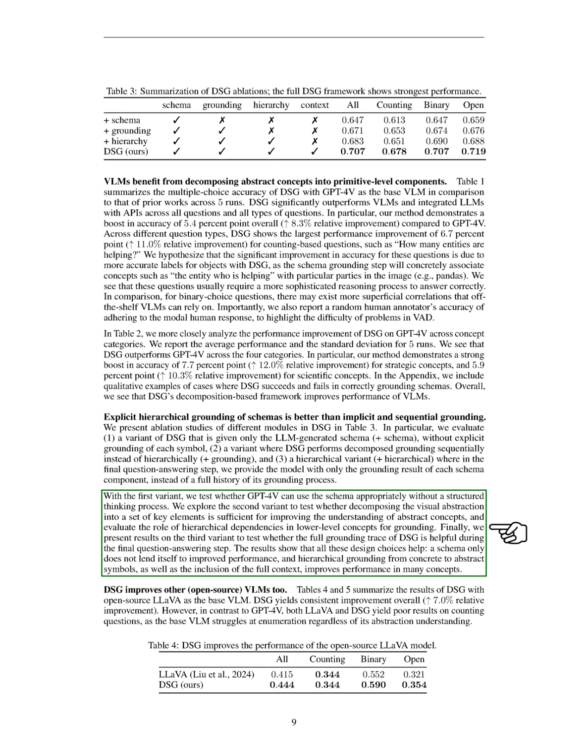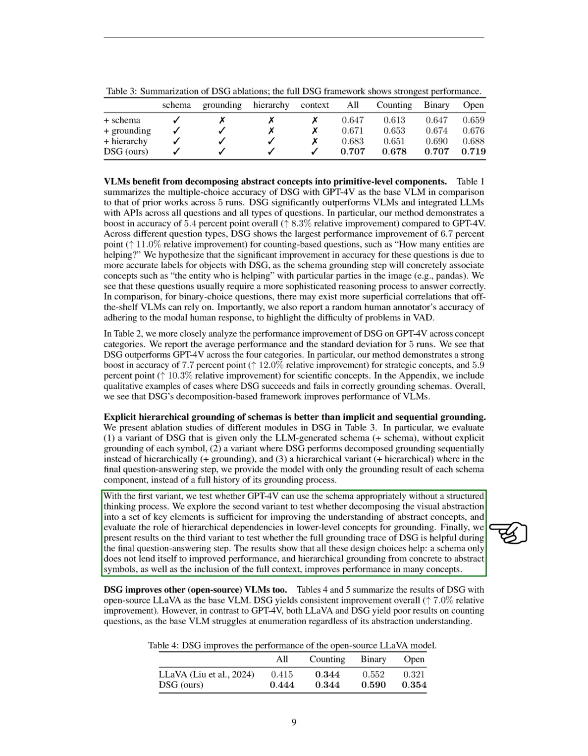With the first variant, we assess whether GPT-4V can effectively utilize the schema without a structured thinking process. The second variant allows us to explore if breaking down the visual abstraction into key elements is enough to enhance the understanding of abstract concepts, while also examining the importance of hierarchical dependencies in grounding lower-level concepts. Lastly, we analyze the third variant to see if having the complete grounding trace of DSG aids in the final question answering step. Our results indicate that all these design choices are beneficial.